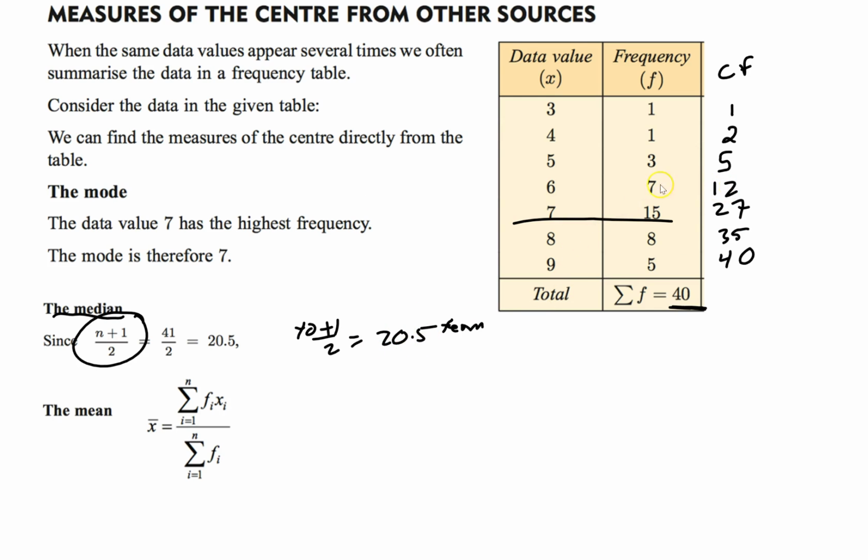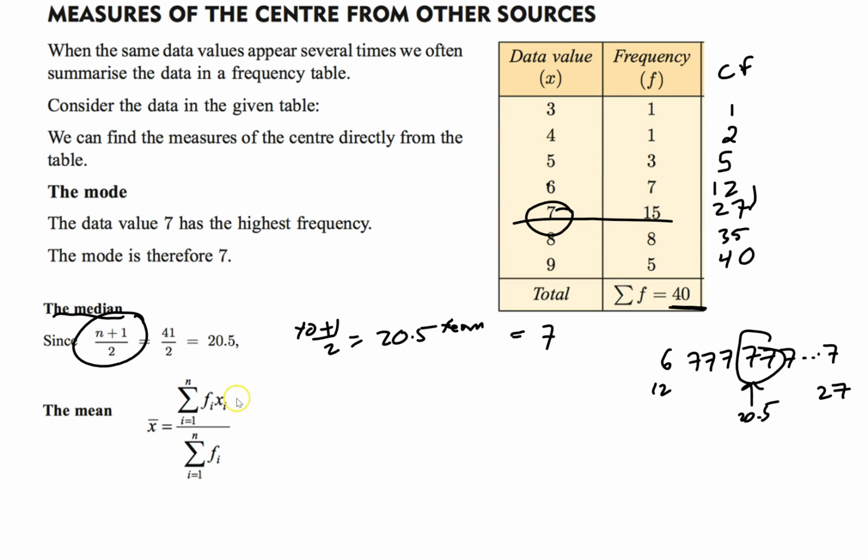20.5 term fell. Well, think about it. At the end of 6, I was at 12. At the end of 7, I was at 27. So it fell somewhere in between here. It's one of the 7s. So 7 is also the median. Again, the way that worked, at 3 I only had 1 number. At 4 I had 2 numbers. At 5 I had 5 numbers total. At the end of 6 I had 12 numbers. At the end of 7 I had 27. So right where I had 6s, I was at 12, but then I had a bunch of 7s, and this was 27. So the 20.5 term fell somewhere in between here, which is my answer for that.